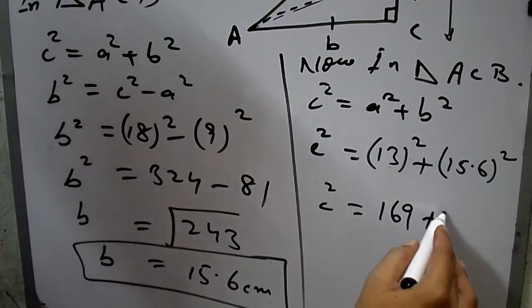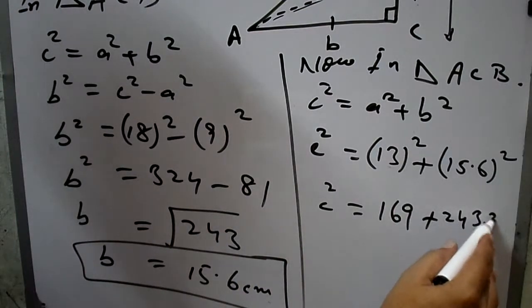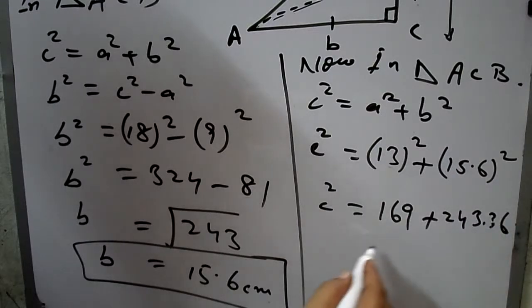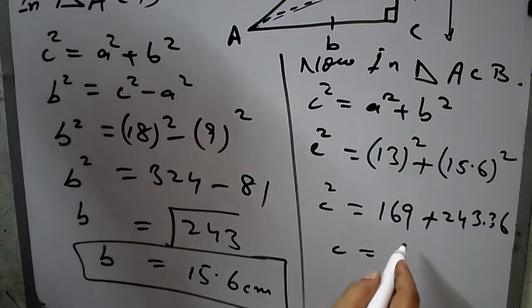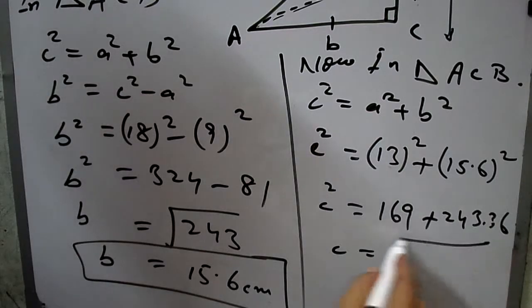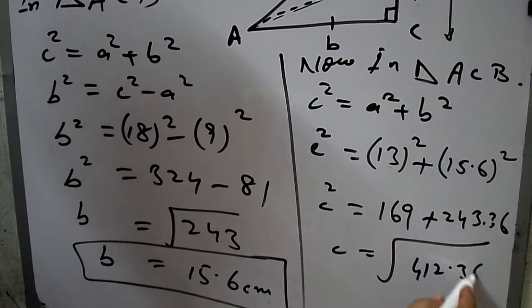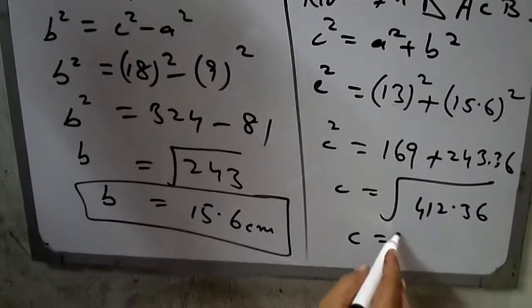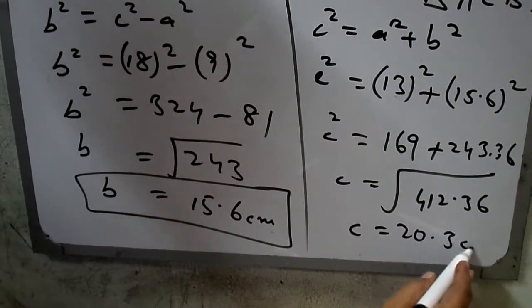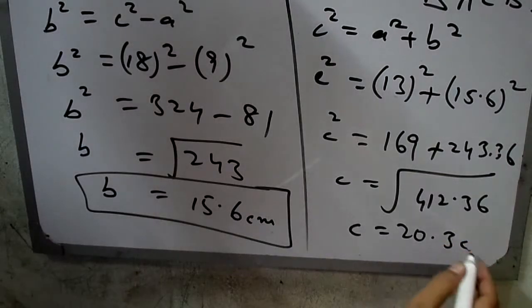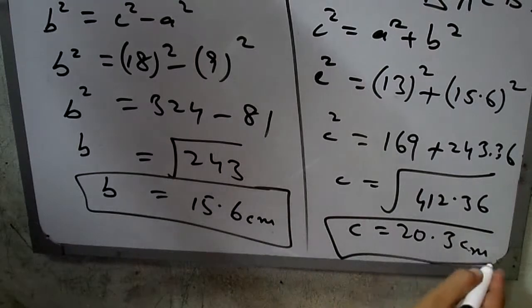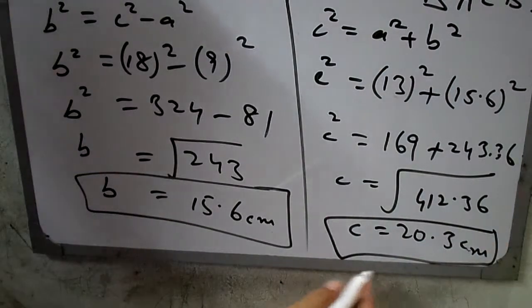Plus 15 into 15, 243.36. So the value of C, after simplification, you will get 412.36. So the value of C is 20.3 centimeter. So that is your result.